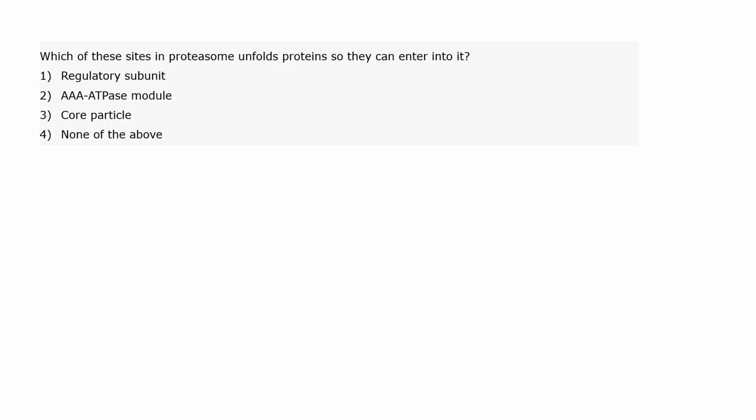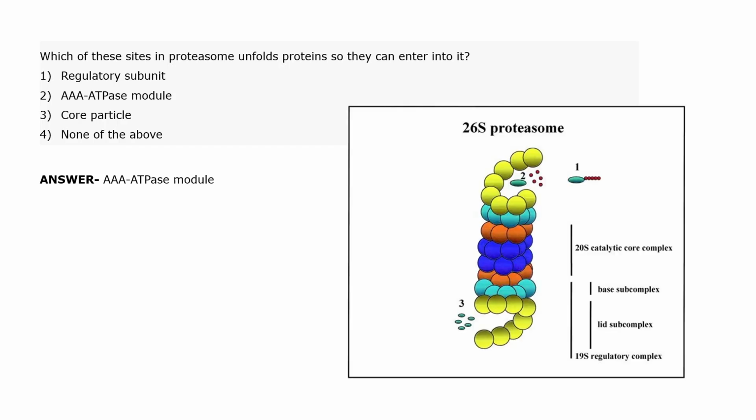Anyone? It's an easy answer, right? So the answer to this question is the AAA ATPase module. This is the structure of a proteasome. The 26S refers to Svedberg units, characterized by ultracentrifugation or sedimentation velocity. It consists of the 20S catalytic core complex and the 19S regulatory complex. The regulatory complex consists of the base subcomplex and the lid subcomplex.